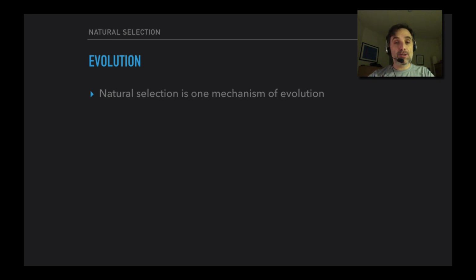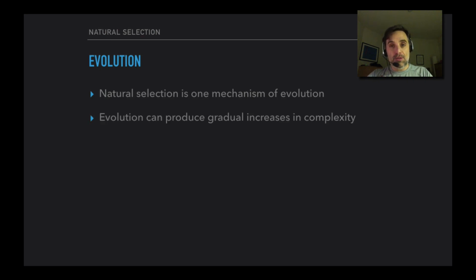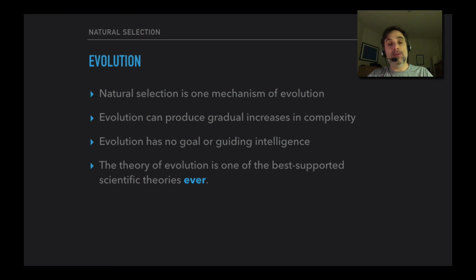So natural selection is just one mechanism of evolution. Evolution can produce gradual increases in complexity, although it doesn't have to. It can. It doesn't have a goal or guiding intelligence. And so it's a way that complexity can increase without having a guiding intelligence, and that's why it's a problem for Paley's argument, because it shows that his second premise is not true, that you can have complexity created without a guiding intelligence. And the theory of evolution is one of the best supported scientific theories ever. It's a theory, and it's super well confirmed and almost certain to be true.